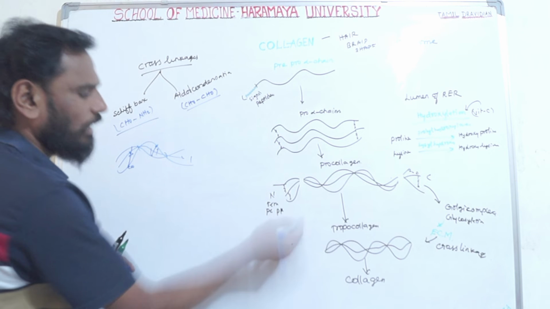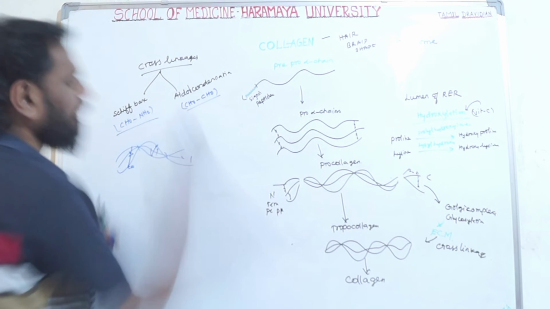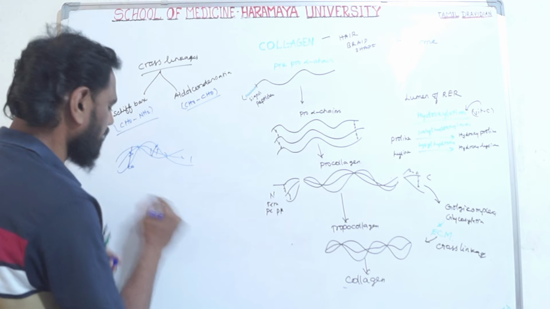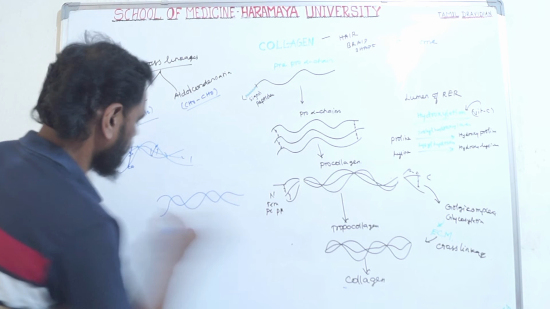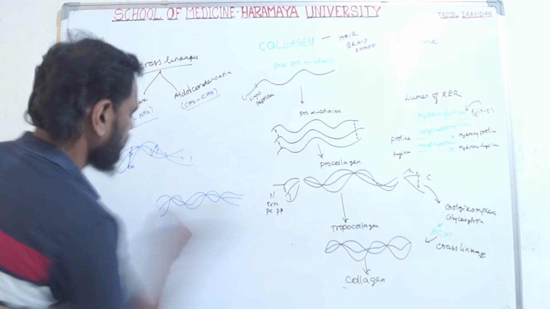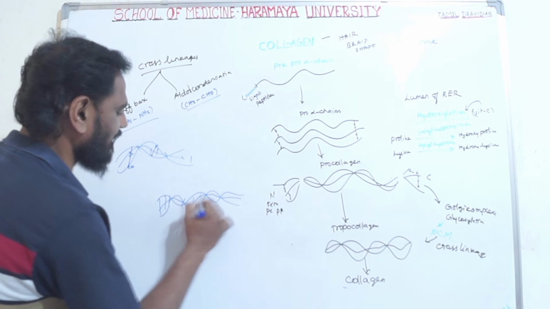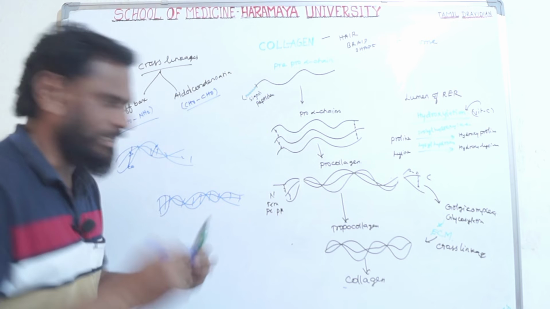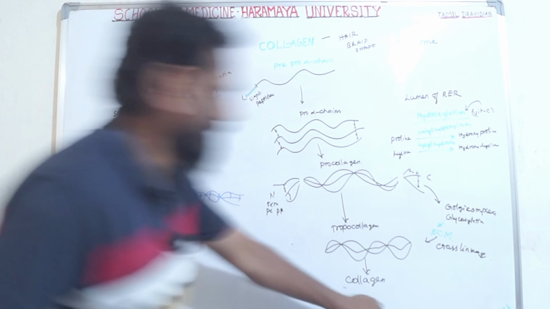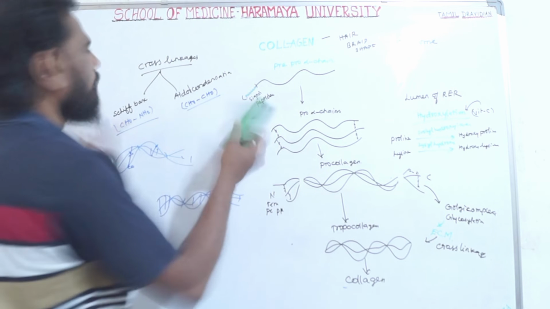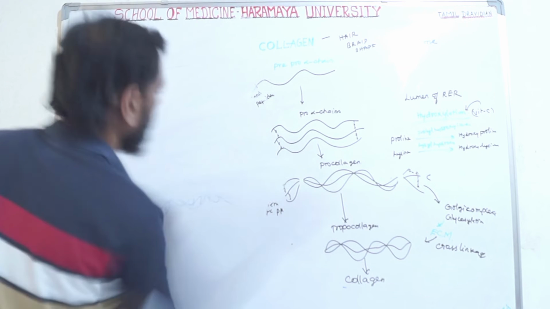The tropocollagen undergoes cross linkages. Then you can get the proper collagen structure. The collagen structure is made up of this type of shape. Then it contains more cross linkages and becomes very rigid. So those are the steps of how collagens are synthesized. Now we will see the abnormalities of collagens.